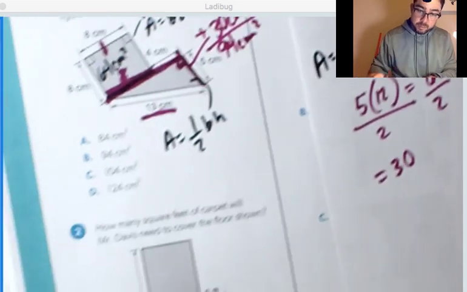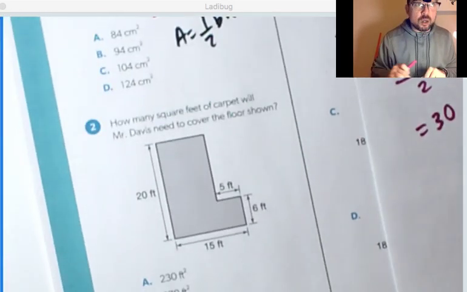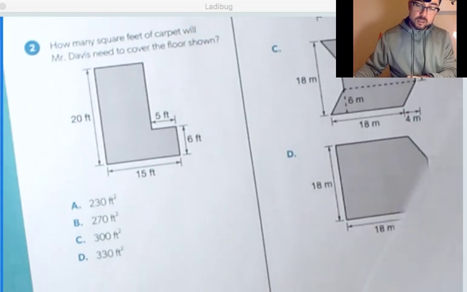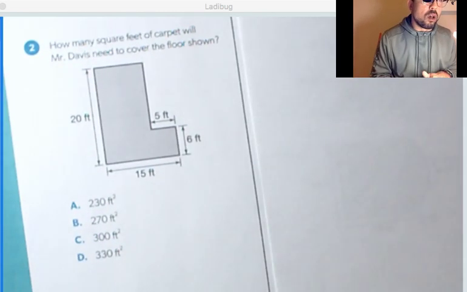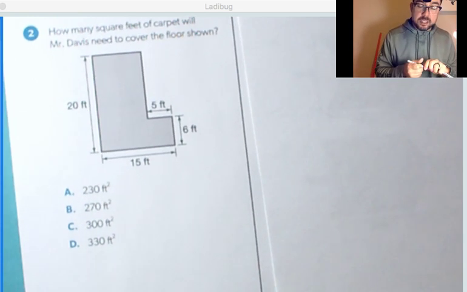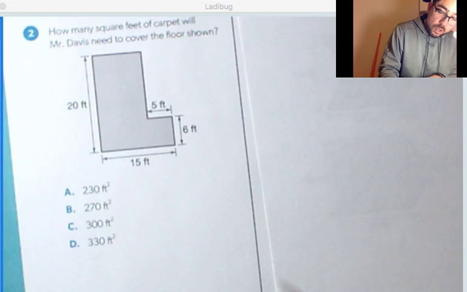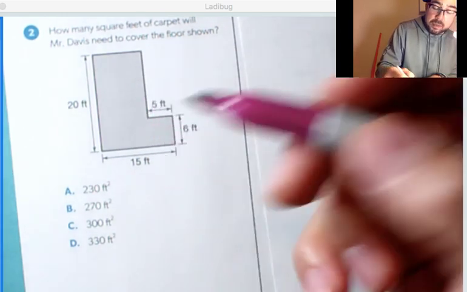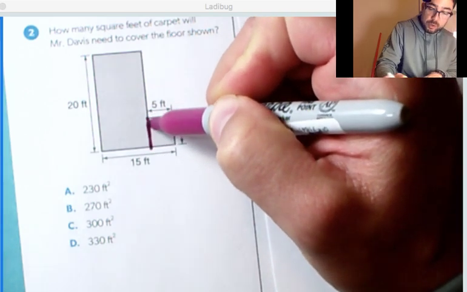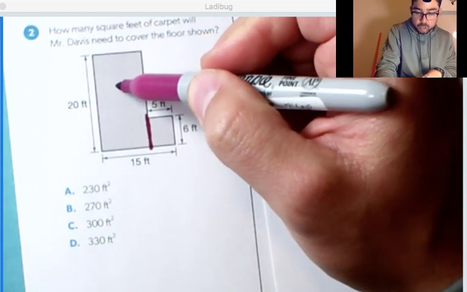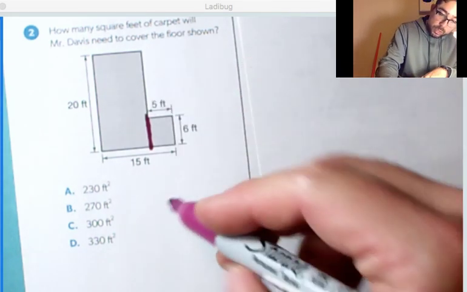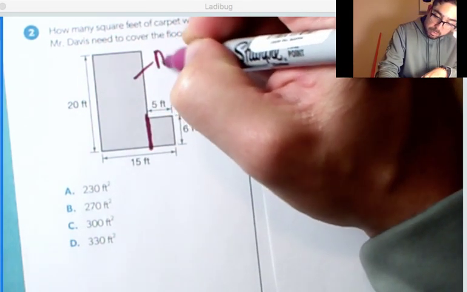All right, move on to the second one. Second one's pretty simple. Again, it wants to know how many square feet of carpet Mr. Davis will need to cover the floor shown. So we can break this into shapes, right? We have two rectangles. You can break it up into any rectangle you like. I'm just going to break it up into these two rectangles. So I have a big rectangle here, a little rectangle there. I'll take the dimensions of this first rectangle. We know that the formula is area equals base times height.